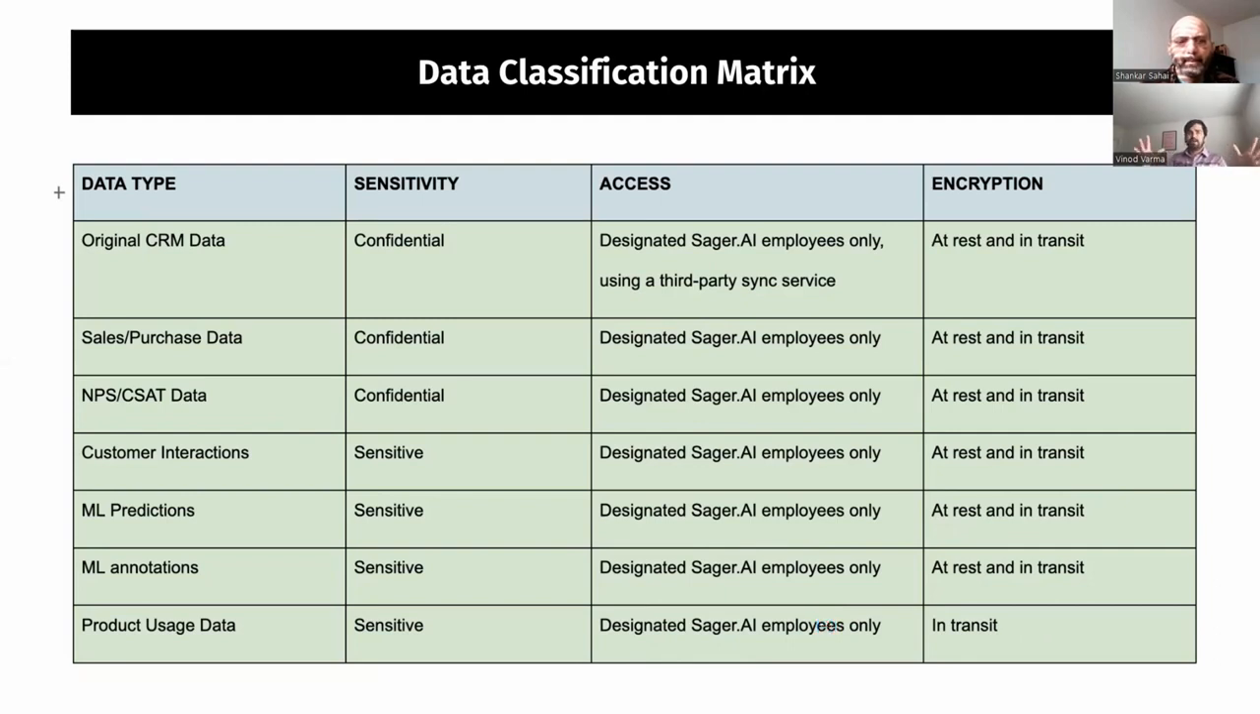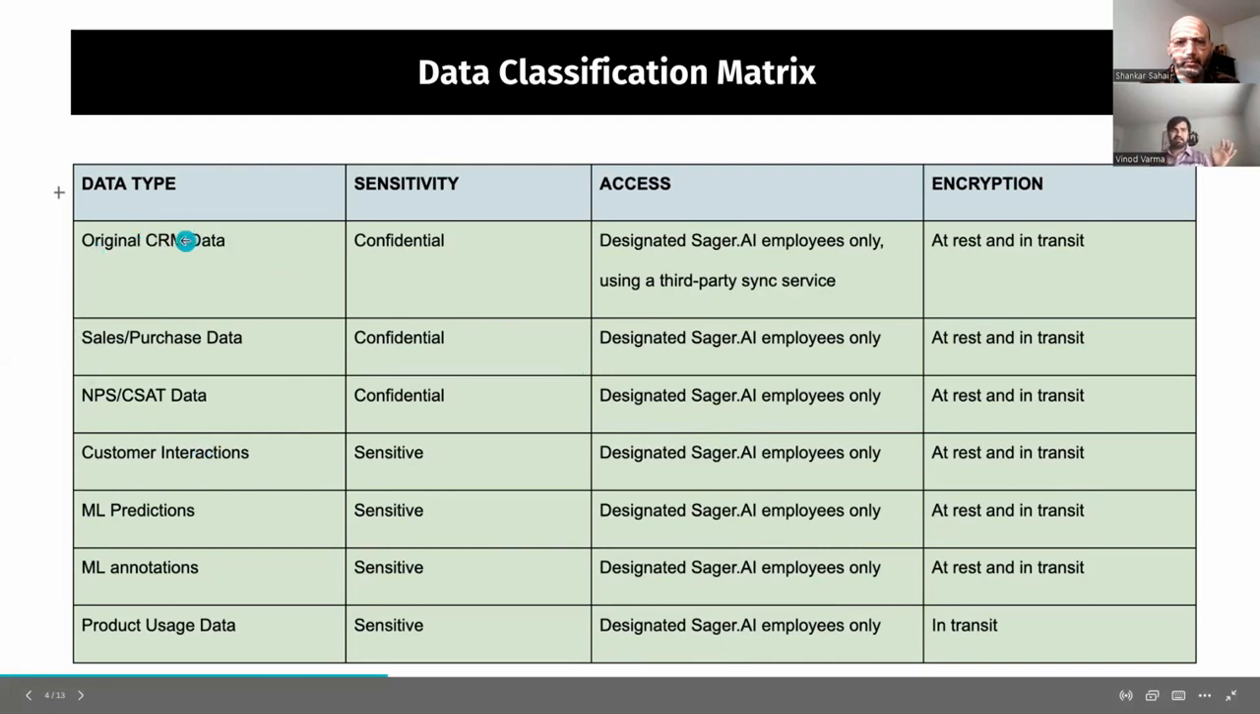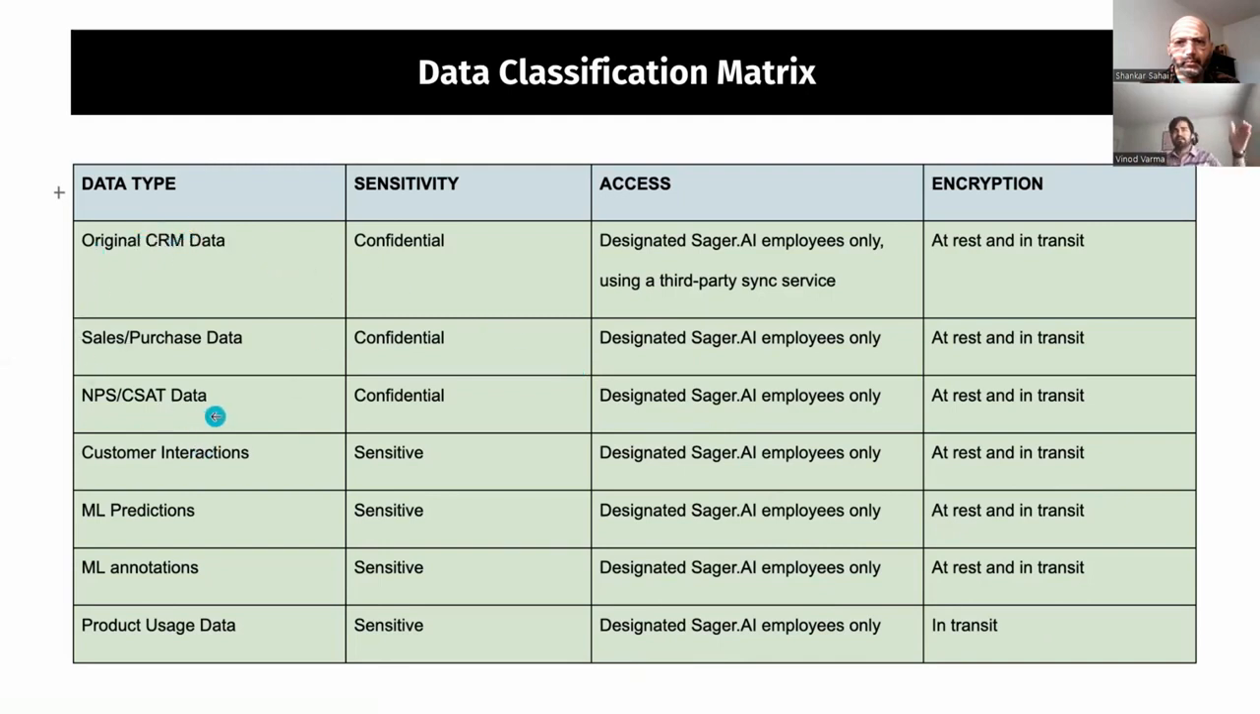So this is how it works if you are ready to use our solution. We typically need these types of data from you, and this is how it gets encrypted, and this is how your data will be accessed within.